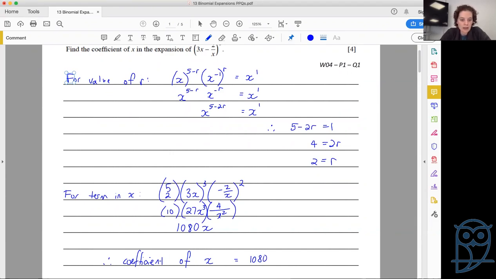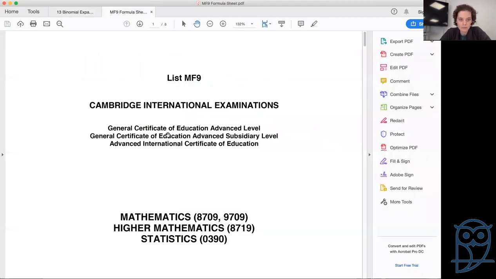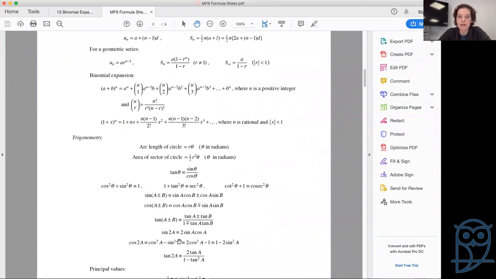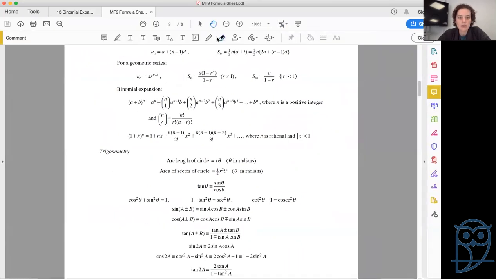So if we pull up MF9 for a moment, just have a look at what you will have with you in your exam. This is what you get for the binomial expansion.